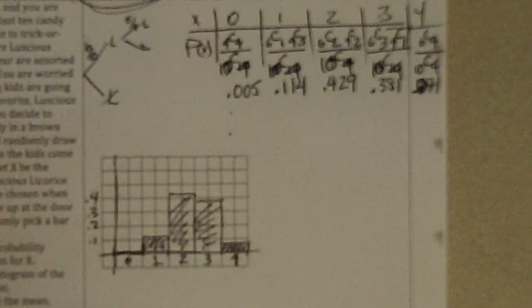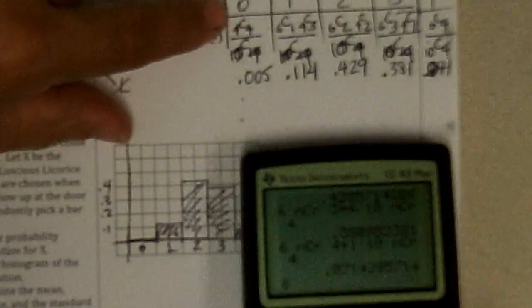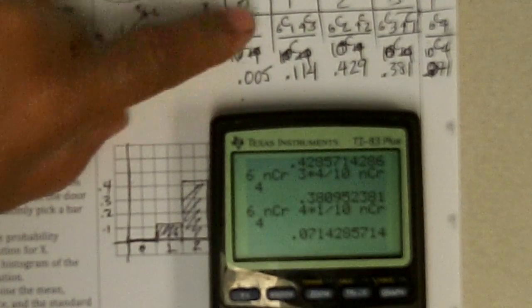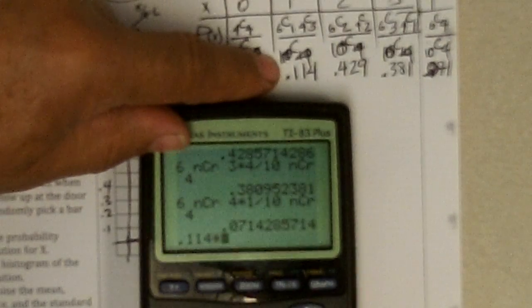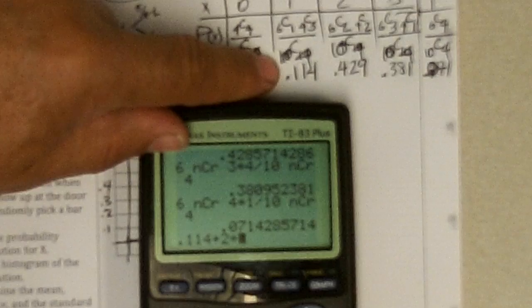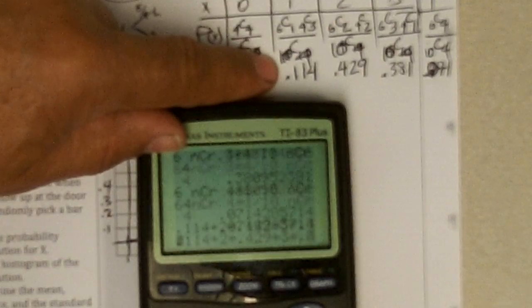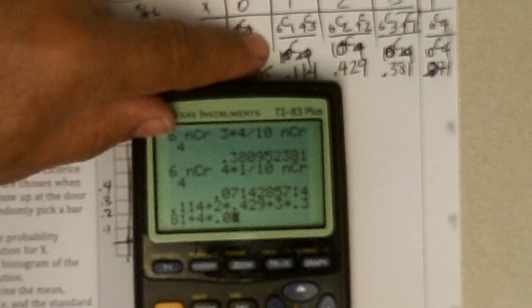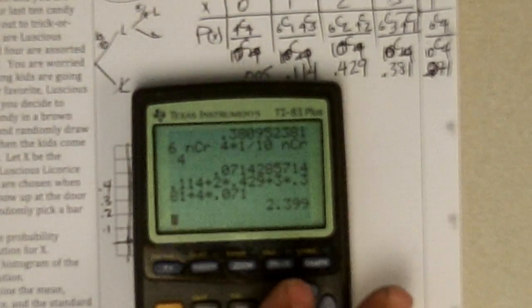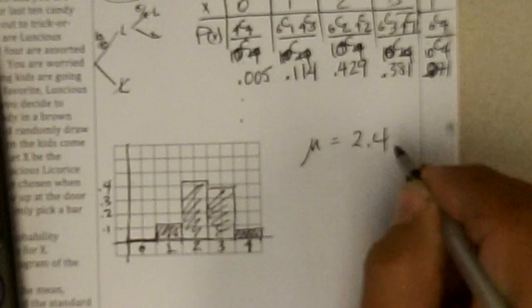Now, to find the mean, these are not pretty numbers, so I'm going to have to use this probability distribution and go 0 times that, which is nothing, plus 1 times 0.114, plus 2 times 0.429, plus 3 times 0.381, plus 4 times 0.071, and I get a mean of 2.399, basically 2.4.